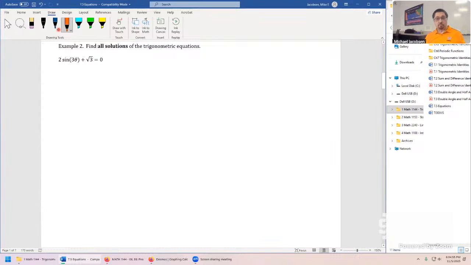What made the last equation solvable was the trig function itself was alone on one side. So step one is to isolate the trig function. And that's not too bad. We can subtract square root 3. So 2 sine 3 theta is now negative root 3. Divide by 2, sine 3 theta equals negative square root 3 divided by 2.